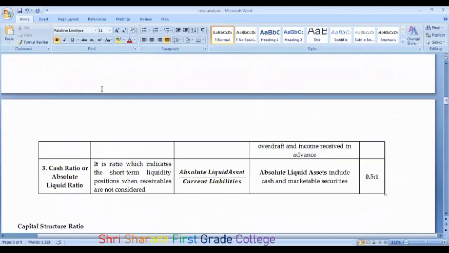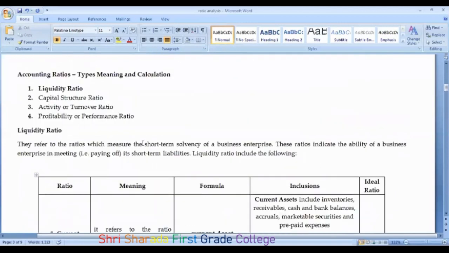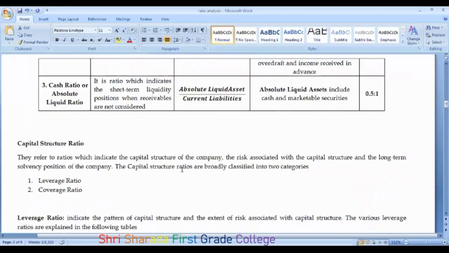Listen here. In the case of liquidity ratio, it was only relating to short-term solvency. Short-term solvency is nothing but what can be dealt with only within a particular year, say for example, within 1 year all the debts should be cleared. But the capital structure is going to meet the long-term solvency position of the company.